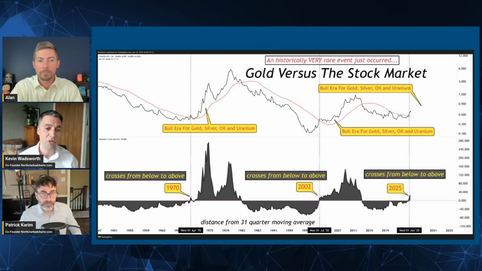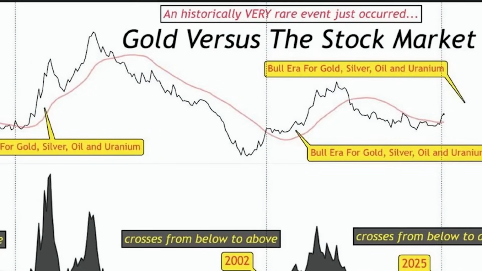When this ratio chart is moving upwards, it means gold is outperforming the stock market. Yes. And when this ratio chart moves down, it means that gold is underperforming the stock market. So that black line on the top chart there, that's tracking whether gold and precious metals and commodities are outperforming stock markets or whether they're not.